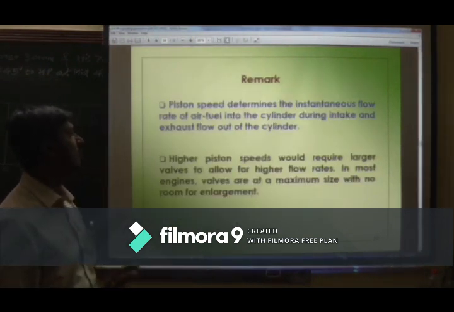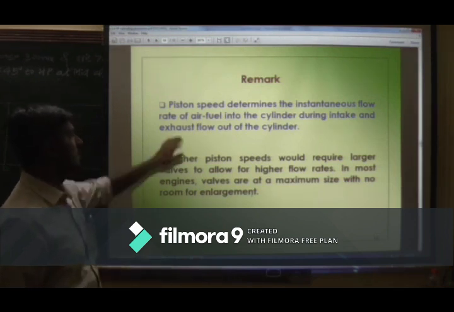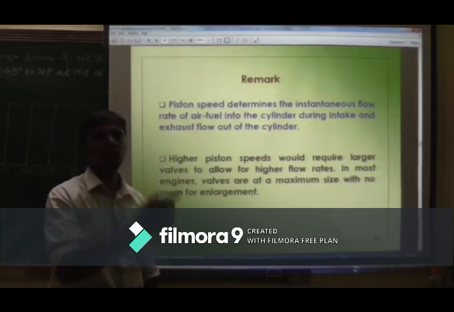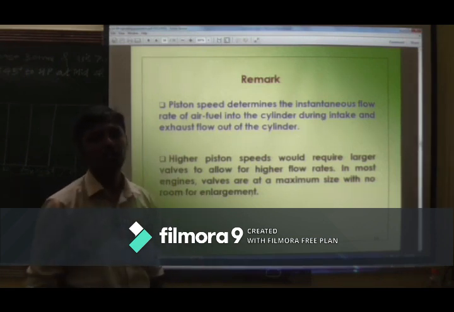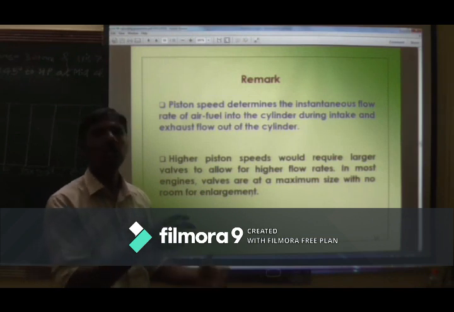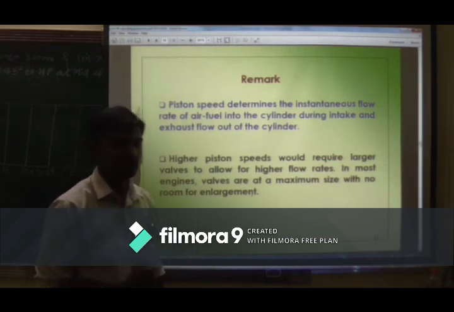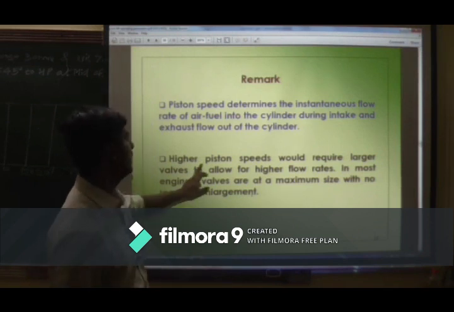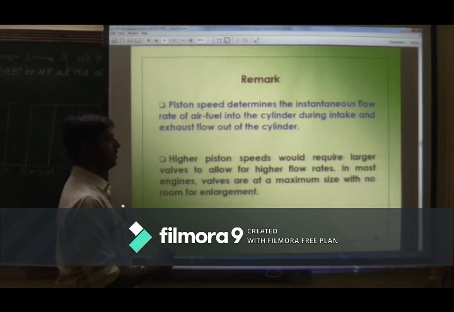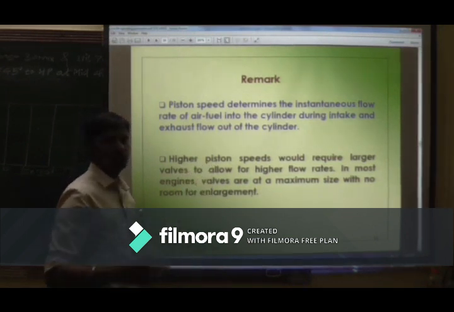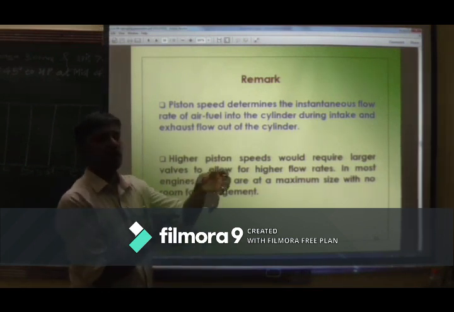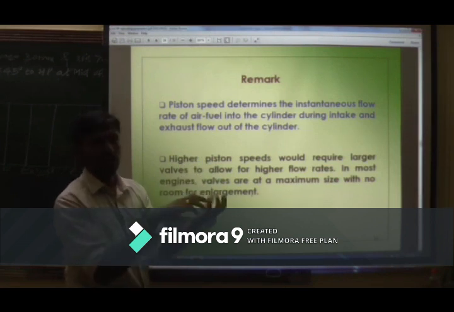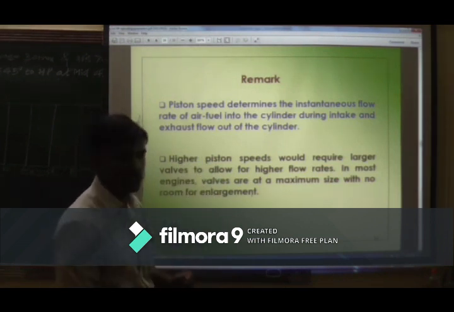It determines the instantaneous flow rate of air-fuel into the cylinder during intake, and exhaust flow out of the cylinder. So what is the role of this piston speed? As speed is higher, inertia will be higher. As speed is higher, more fuel or more air will get pulled inside the cylinder, in case of SI engine or CI engine. Higher piston speed would require larger valves. If we keep speed constant, the suction pressure inside the combustion chamber at the time of suction will be large. So we have to keep the inlet valve bigger, so more air or air-fuel charge is introduced into the combustion chamber.